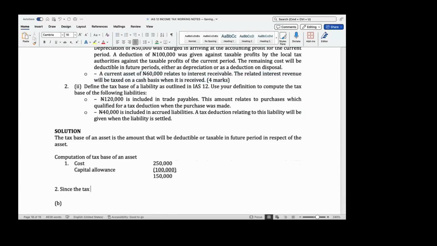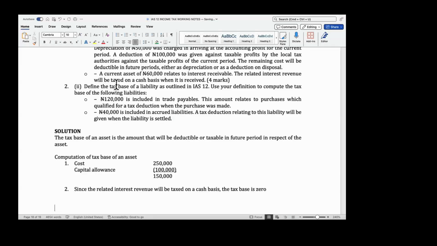Since the related interest revenue will be taxed on a cash basis, the tax base is 0, because that means they won't tax it.